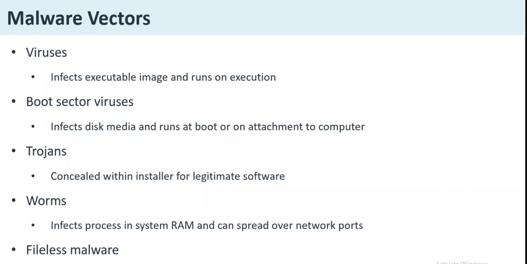Worms are a type of malware that infects processes in system RAM and can spread over the network ports. So if you get infected with a worm, you don't have to do anything. It will infect the computer and maybe the entire network, so they propagate by themselves. Once you get infected, you don't need to click on anything. So these are really dangerous.